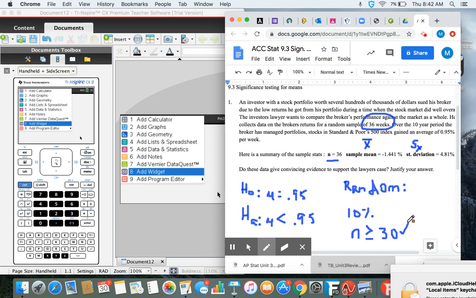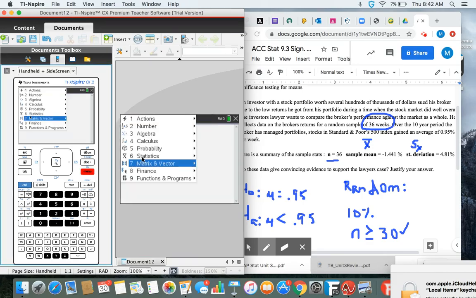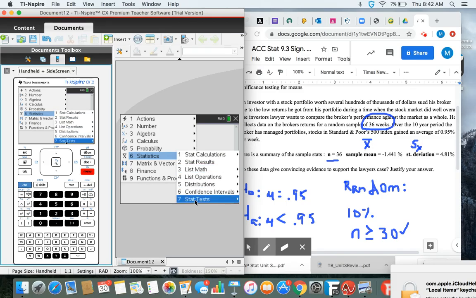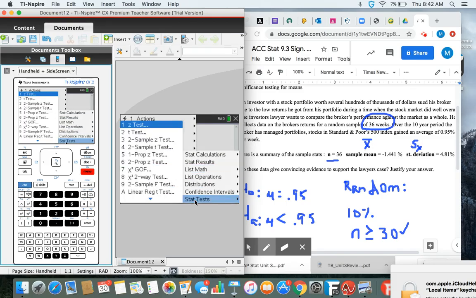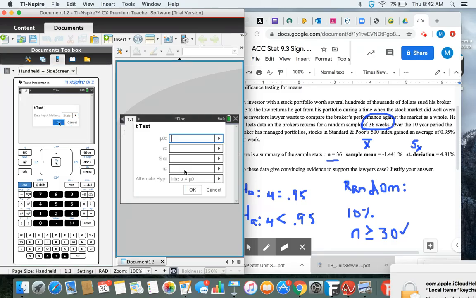So now, moving beyond the conditions, we would go to the calculator to find our p-value. And then once we get that, we'll make our conclusion. We're not going to list and spreadsheet. We just need to go to a clear page in the calculator. We're going to hit menu, statistics, stat tests. So hopefully we understand that, right? Statistics, stat tests, and a t-test, okay? We do not have data. We have stats. We set our H0 as 0.95. We have a sample mean, all right?